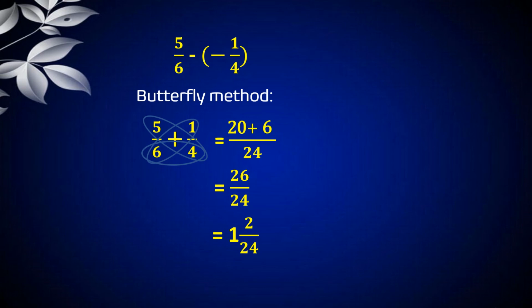So, this time, isimplify na natin yung fraction. So, 2 over 24 ay pwedeng i-divide ng 2. So, 2 divided by 2 is equal to 1. Then 24 divided by 2 is equal to 12. So our final answer is 1 and 1 over 12.